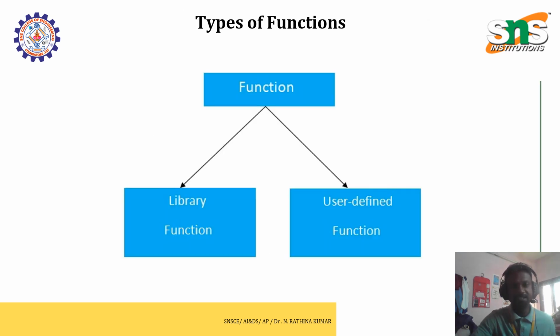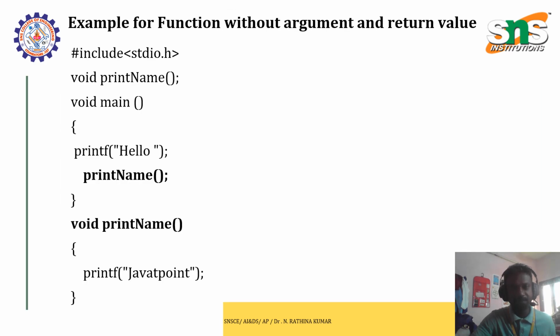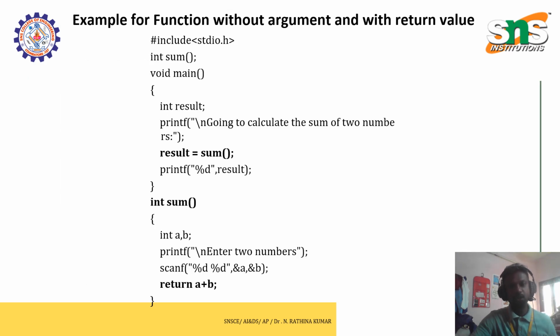So in our next one, we are going to see about the second type, without argument and with return value. See this program. Here there are two functions. One is the main function, which is a must for every program. The second one is a sub function. It is named sum.